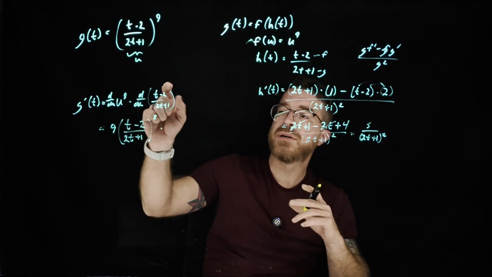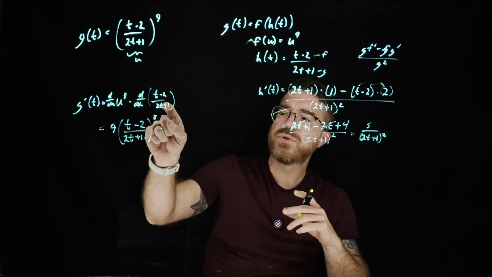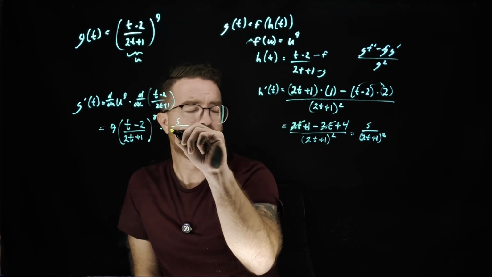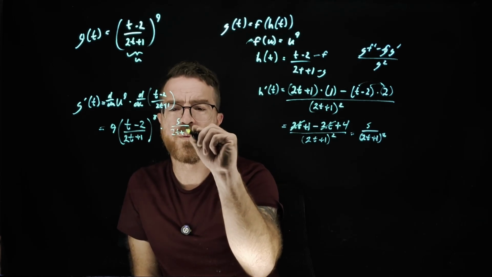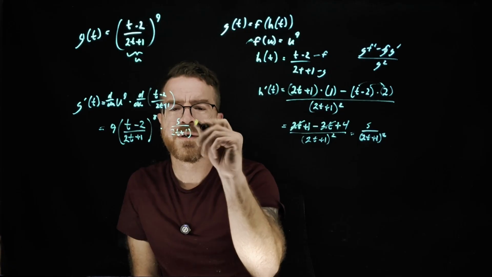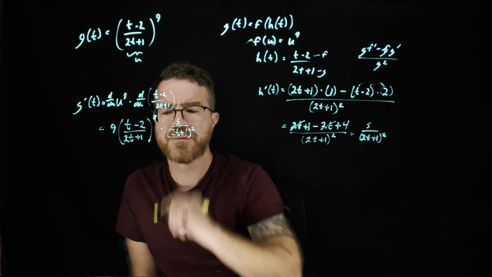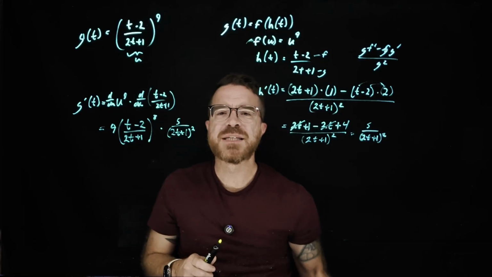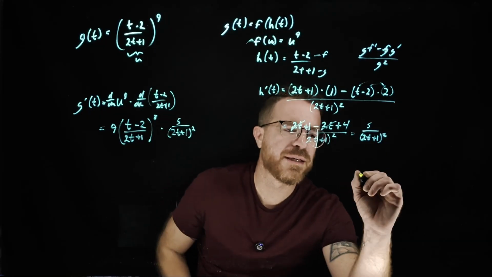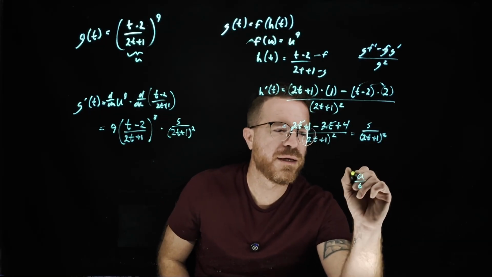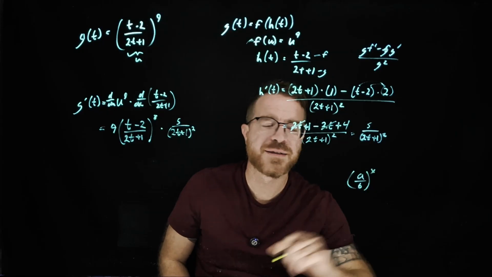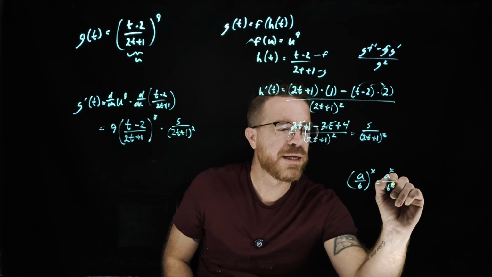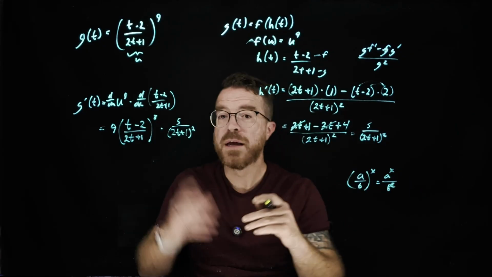Then we took the derivative of t minus 2 over 2t plus 1, which we just said is equal to 5 divided by (2t plus 1) squared. So next thing I'm going to do is I'm actually going to simplify this a little bit. Because if I ever have, for example, something like this, a over b to some power x, I can actually write this as a to the x divided by b to the x. And that's what I'm going to do here.